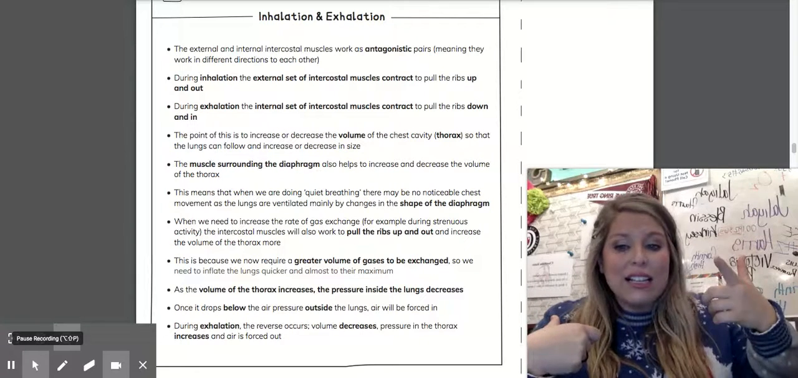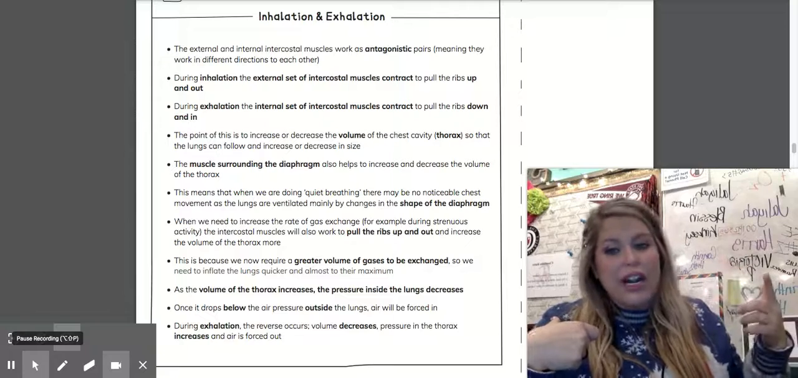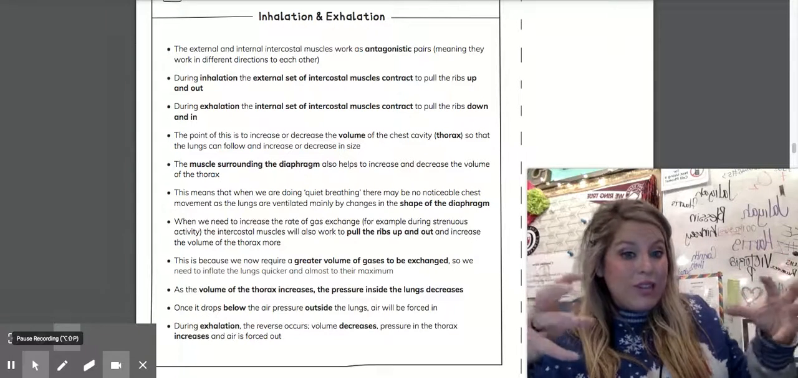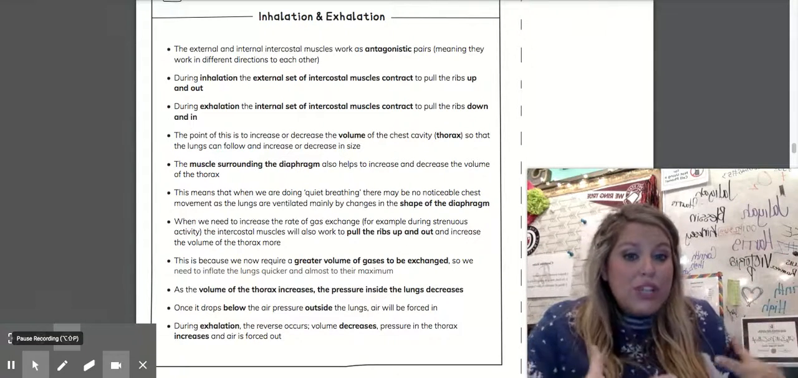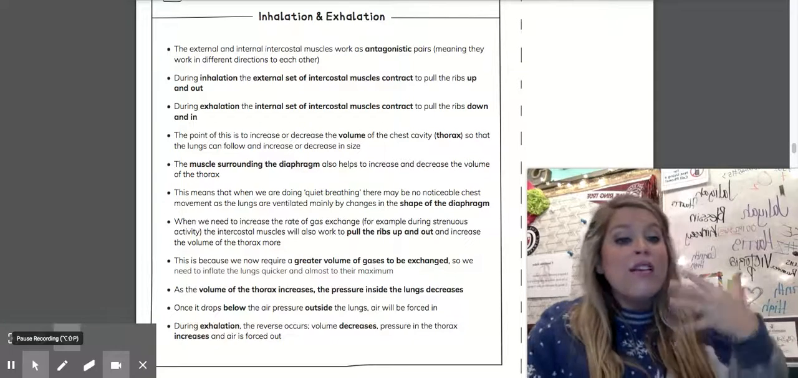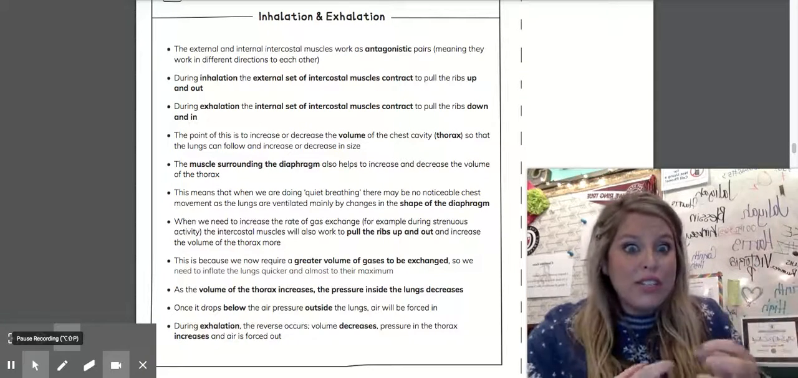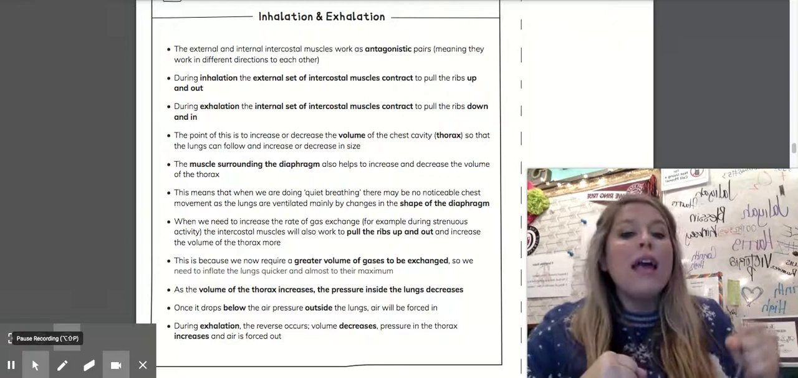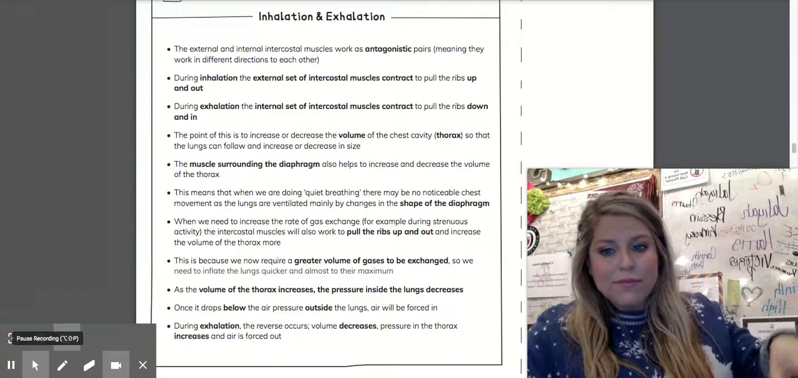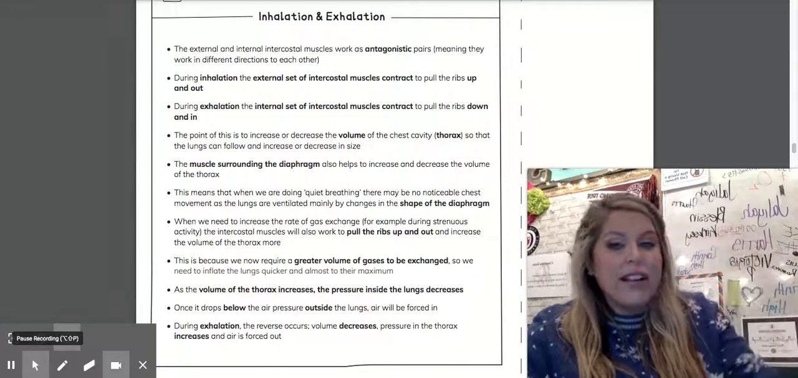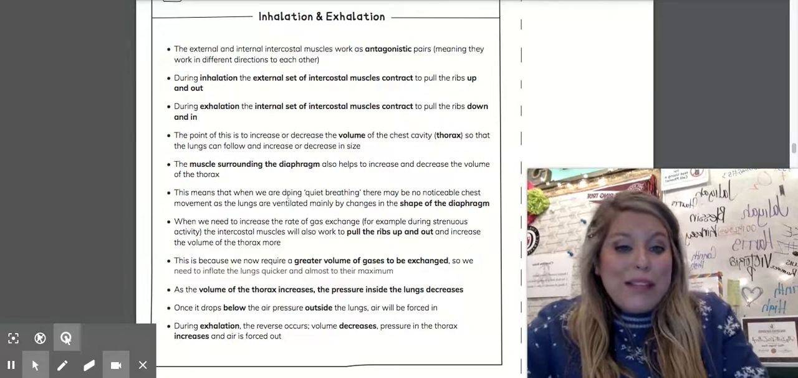But for exhalation, the reverse is occurring. So the volume is going to decrease. Remember, we're contracting in and pushing all of that air out for exhalation. So the pressure is increasing, volume decreasing, pressure increasing to force the air out for exhalation. So that's breathing movements in a nutshell.